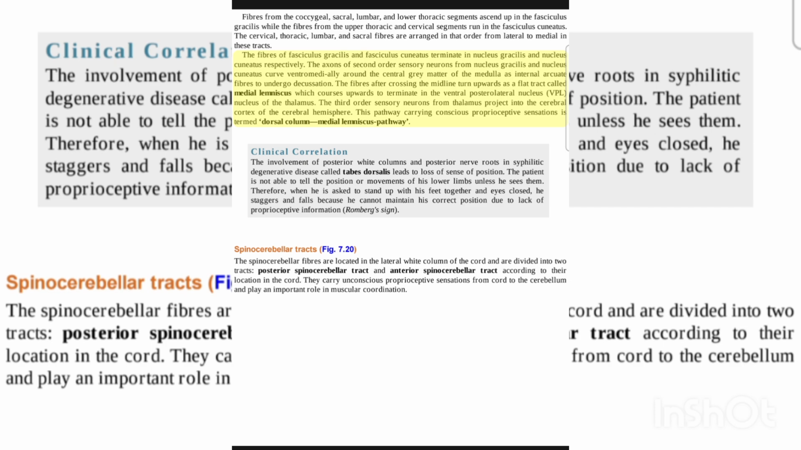The third-order sensory neurons from the thalamus project into the cerebral cortex of the cerebral hemisphere. This pathway carrying conscious proprioceptive sensations is termed the dorsal column medial lemniscus pathway.